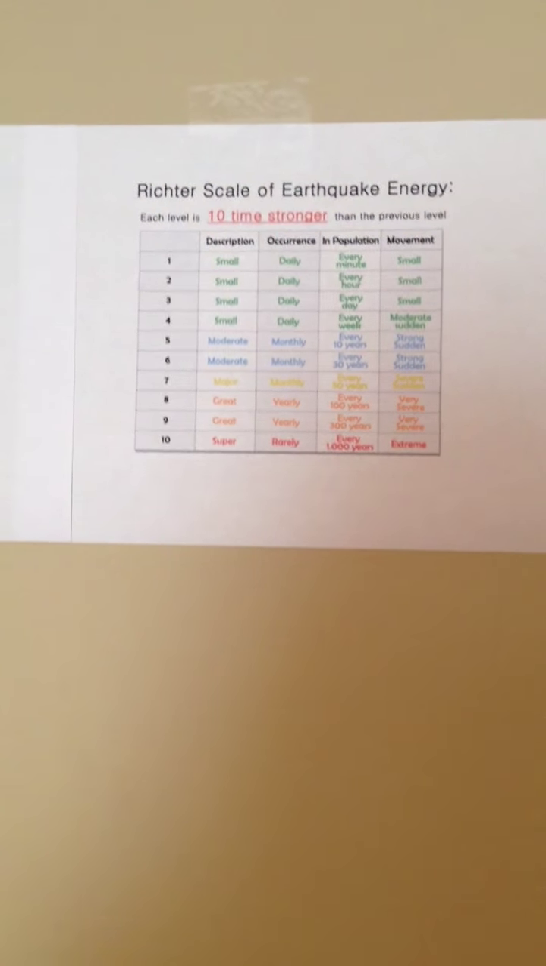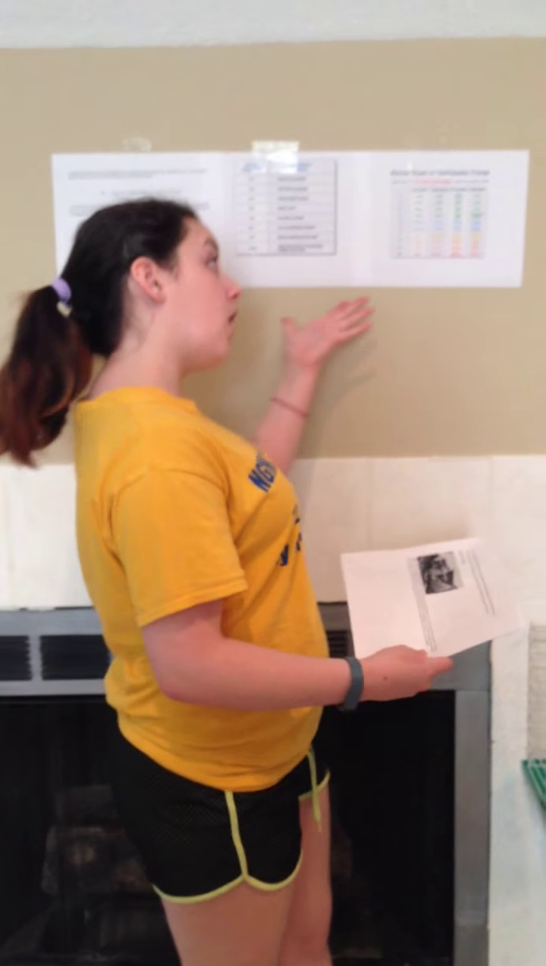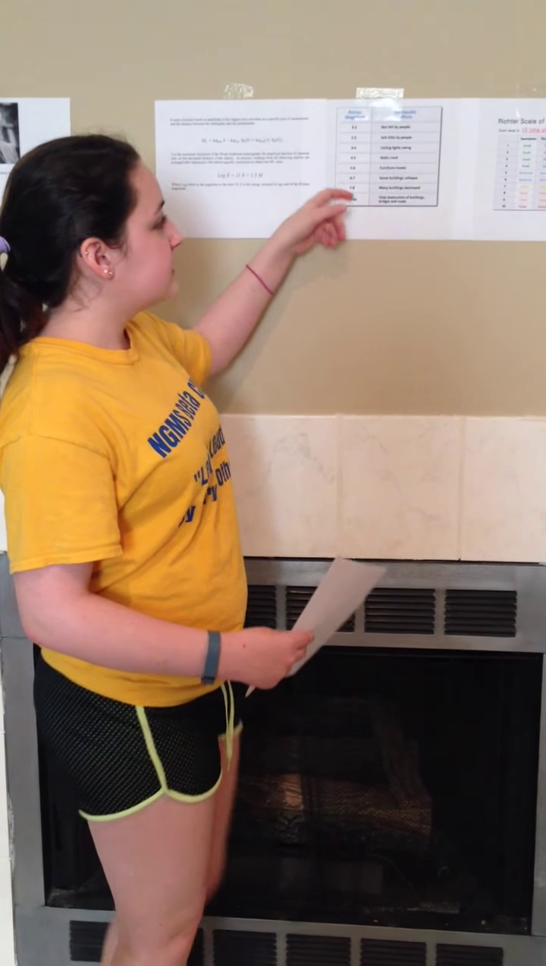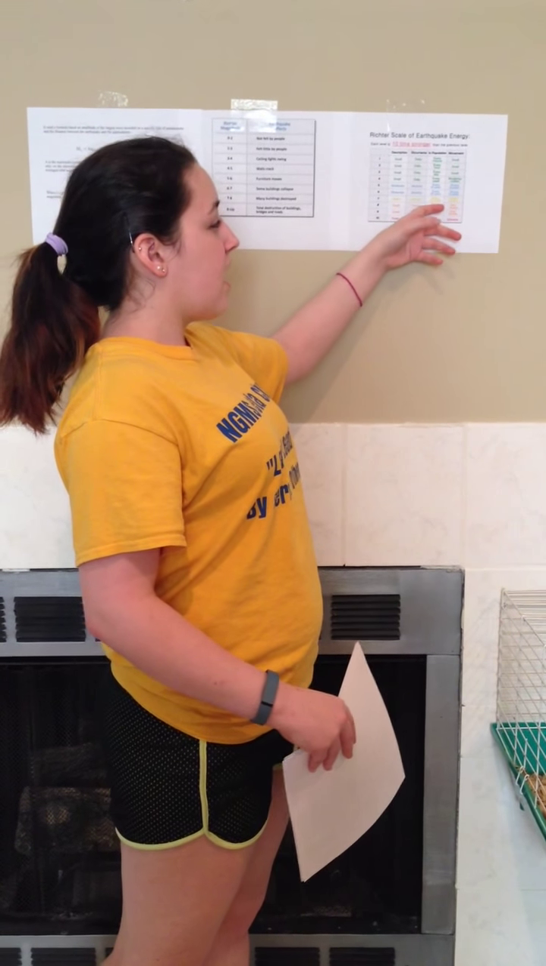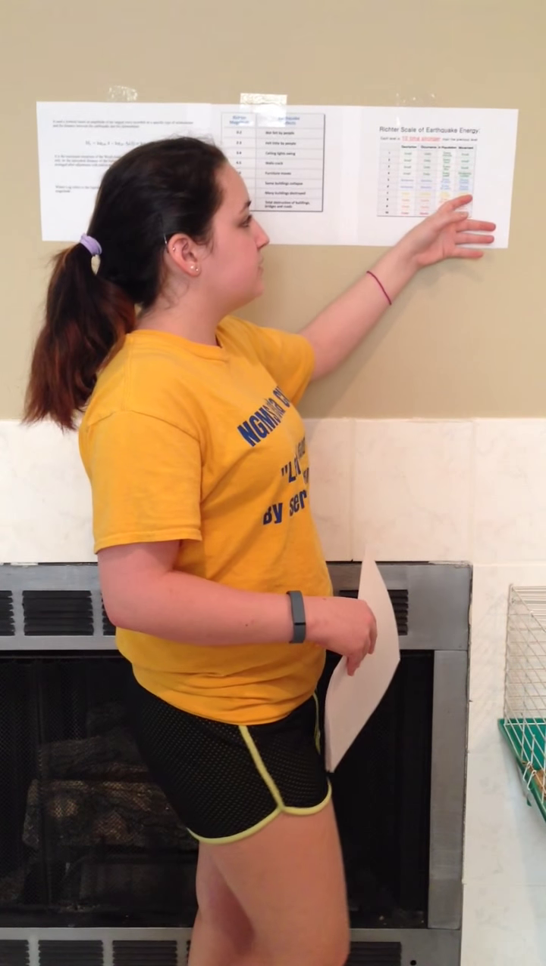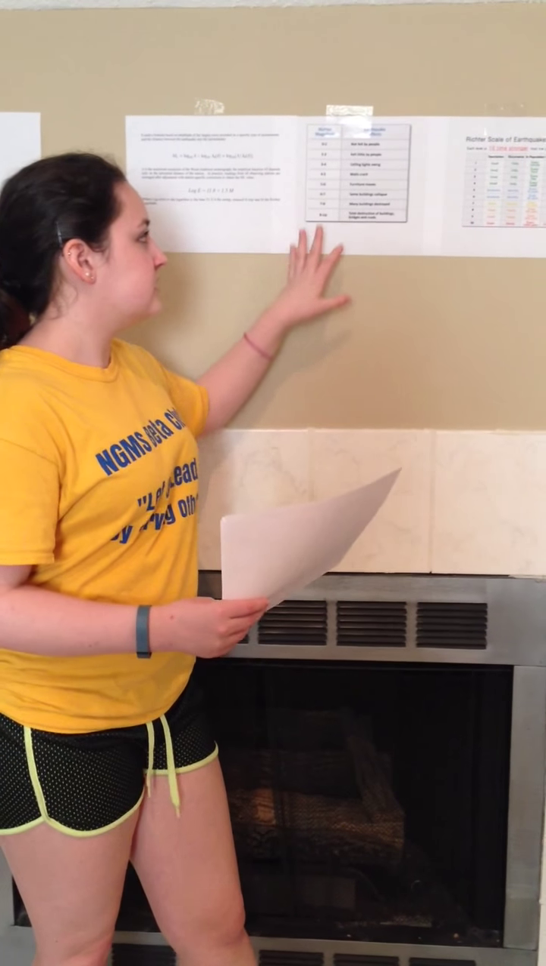Two examples of earthquakes that would fall on the Richter scale: the Haiti earthquake, which was rated at a 7 on the Richter magnitude. If you come up to the graph, 7 to 8, many buildings were destroyed. 7, major, monthly, every 50 years, and it's very strong. That just means many buildings were destroyed, the city was turned to rubble, and it was very bad.